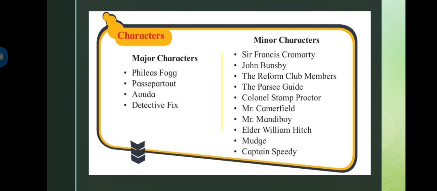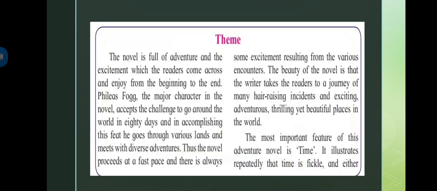the Parsi Guide, Colonel Stamp Proctor, then Mr. Comerfield, Mr. Mandyboy, Elder William Hitch, Mudge, and Captain Speedy. These are the minor characters, and on the left hand side, these are the major characters. Okay, now moving forward, the theme.